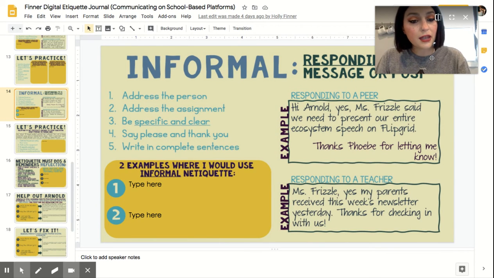All right, here's some informal. So maybe this is a message or again, a post. I think I like to err on the side of formal versus informal, but they share, as you see, the 5 main traits. So this is how you would respond to a peer, formally and informally.